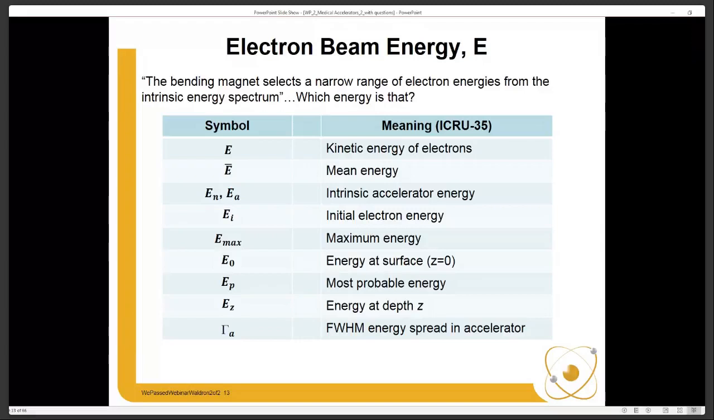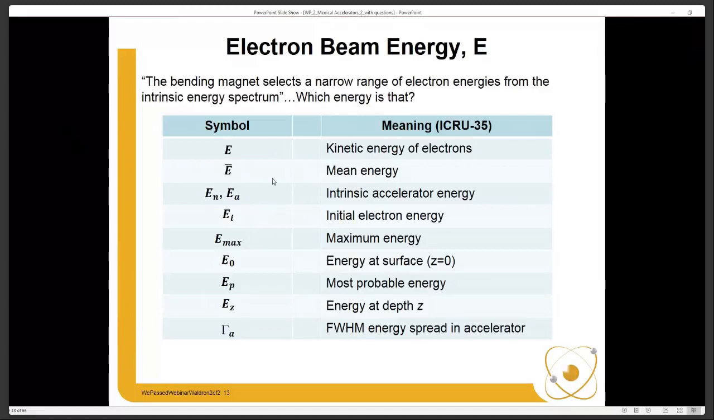And so what I'd like to do is spend a couple of slides just talking about what we mean by different energy designations. So here's a little table. Symbols are on the left, meanings are on the right. These meanings are largely taken from a document known as ICRU 35. It is a guidance document on electron dosimetry, in general, and it defines most of these terms.